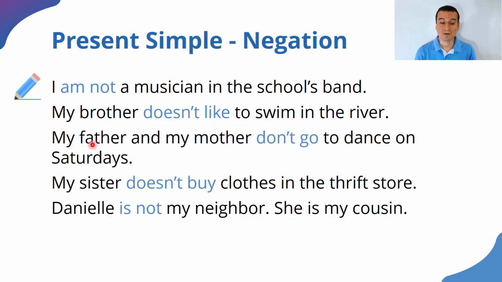All right, next. My father and my mother, two people, third person, but that is plural, don't go to dance on Saturdays. All right. My sister doesn't buy clothes in the thrift store, means the store where they sell cheap clothes, usually secondhand stores, secondhand clothes. My sister doesn't buy clothes in the thrift store. Danielle is not my neighbor. She is my cousin. All right? Or we could say isn't my neighbor. All right? Very good. I hope that all your answers are correct.